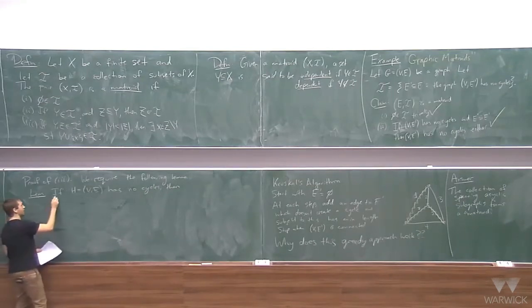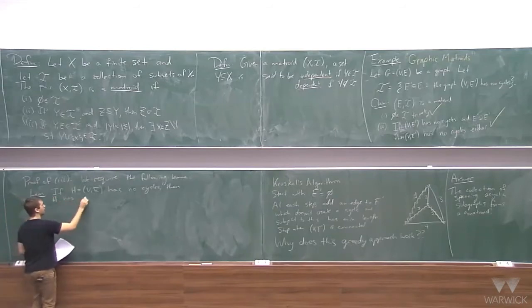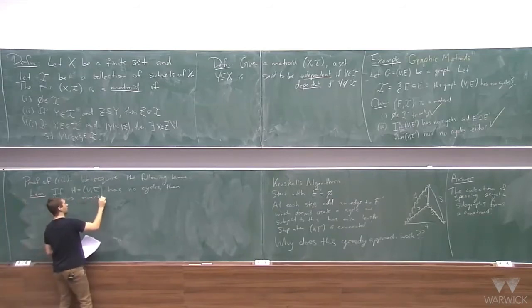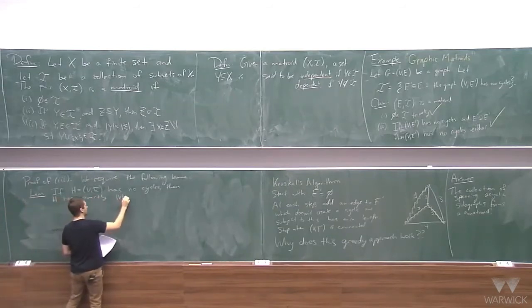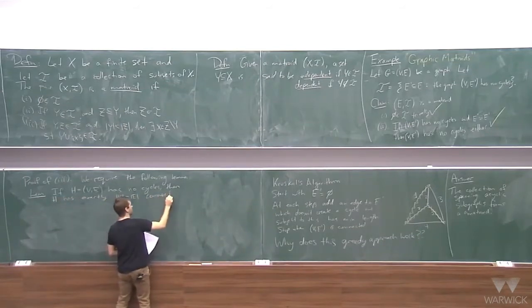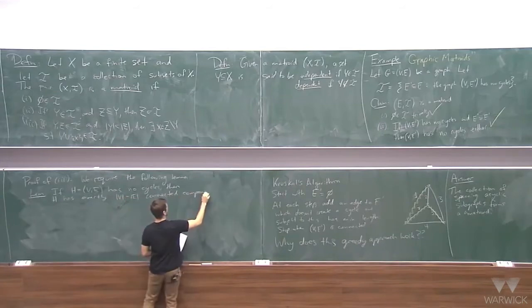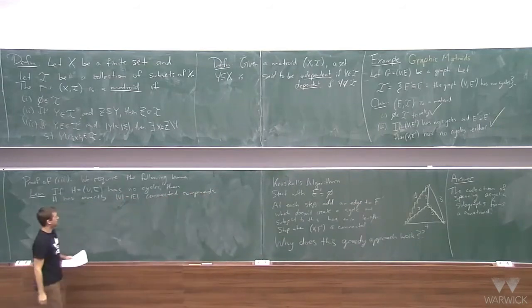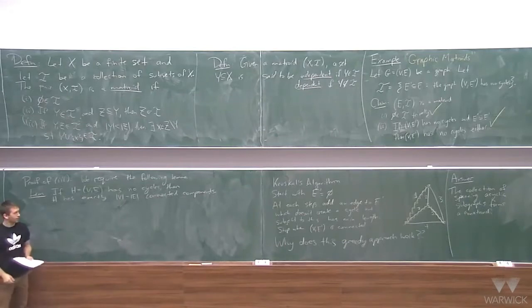So then H has exactly number of vertices minus number of edges connected components. Something similar to this might have been proved in week one when you're doing spanning trees, but maybe not exactly the same.